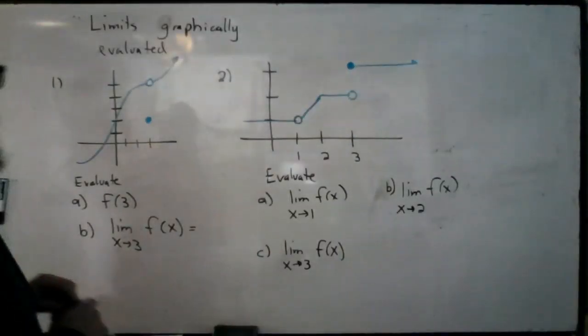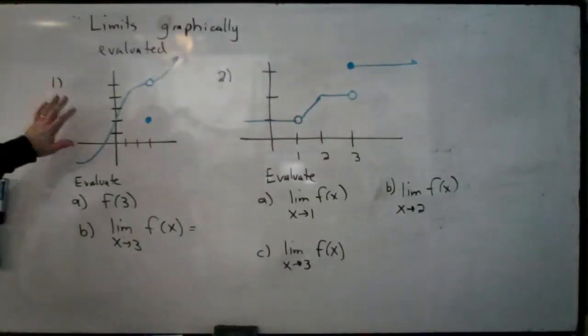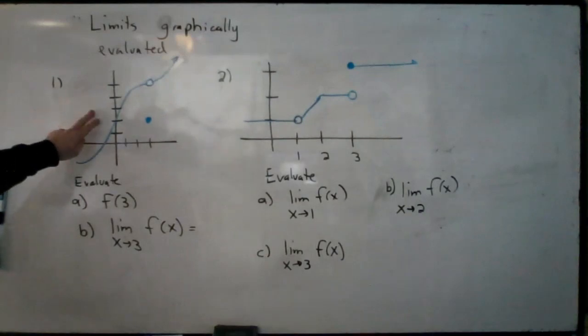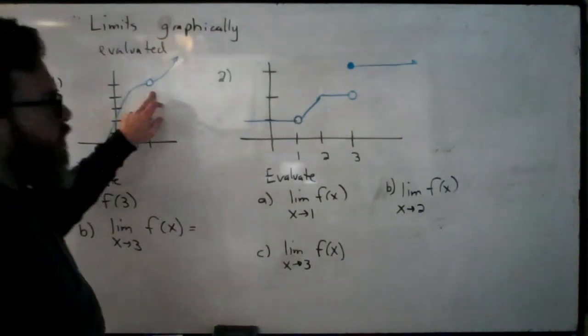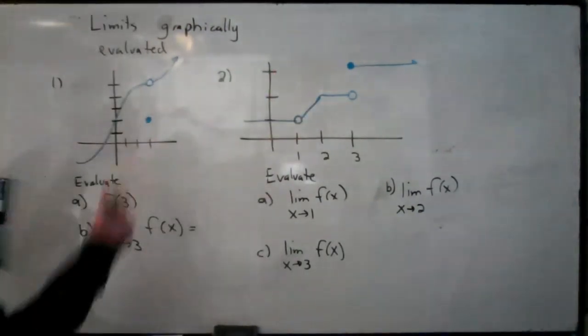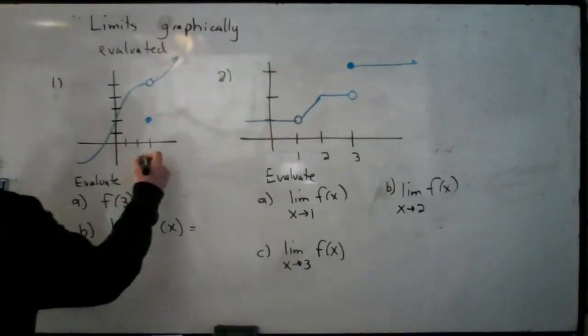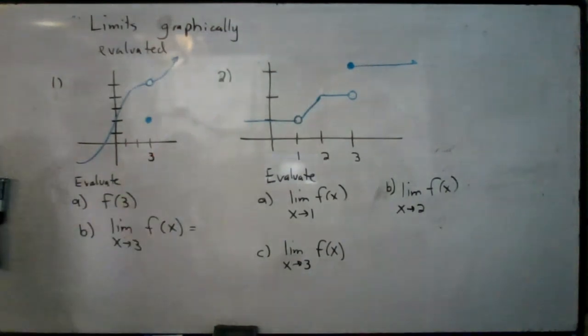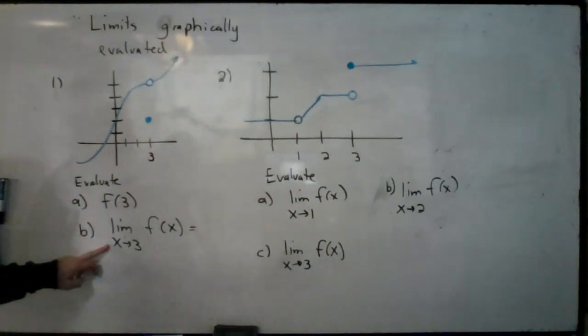Evaluating limits graphically. So I have two examples here. This one, which is more of a smooth curve that has a hole, and this one, which is more built like a piecewise function. I want to evaluate these curves at particular points. So the very first one, I'm asking you to evaluate the function at 3. And the second question is I'm asking you to evaluate the function's limit at 3.